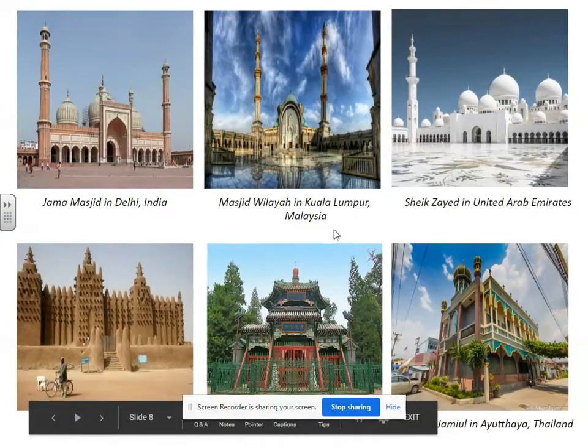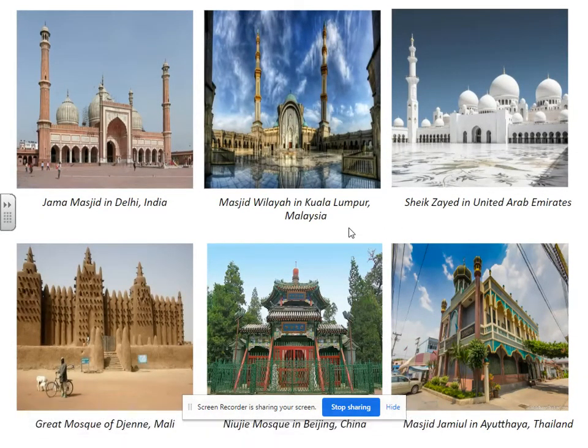Here, very similar, you can see a mosque with the influences of Chinese culture. This is a mosque in Beijing, again, very much influenced by Chinese architecture. And here on the right-hand side, you have Masjid Jamal in Ayutthaya in Thailand. Again, quite similar to lots of the other buildings that you might see in Thai architecture, but it also stands out with some of its key features where you can see quite clearly that it is a mosque.